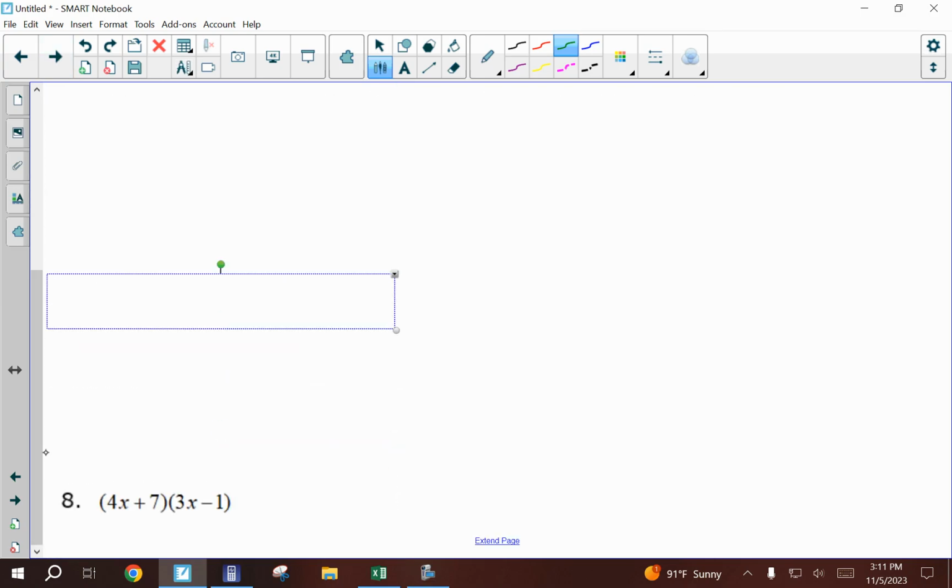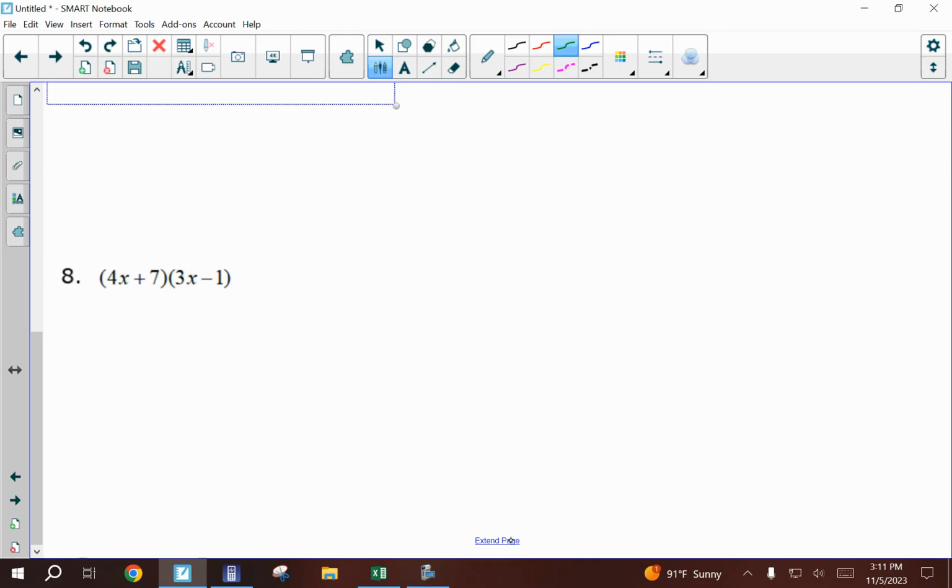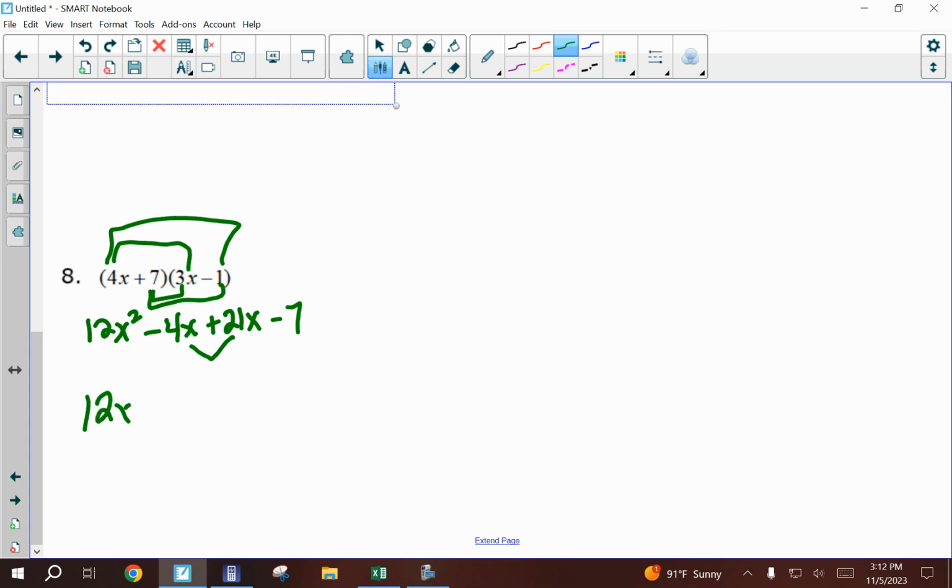Next question after that. Now we've got a binomial times a binomial. So this is just the FOIL stuff. It's really just the distributive property. So I multiply these two together first. 4 times 3 is 12, and then x times x is x squared. Then 4x times negative 1 is negative 4x. And positive 7 times 3x is positive 21x. Positive 7 times negative 1 is negative 7, and then we just combine the middle two. So 12x squared plus 17x minus 7 would be your final answer for that question.